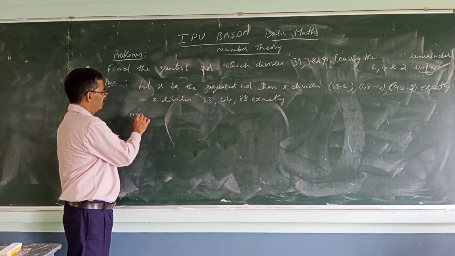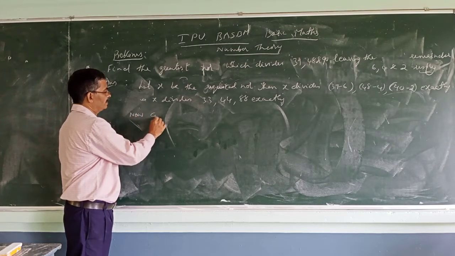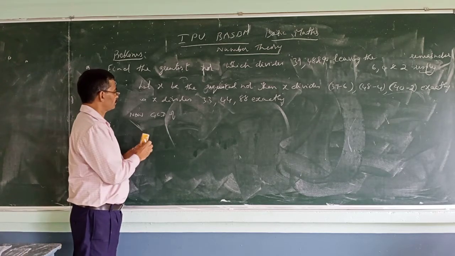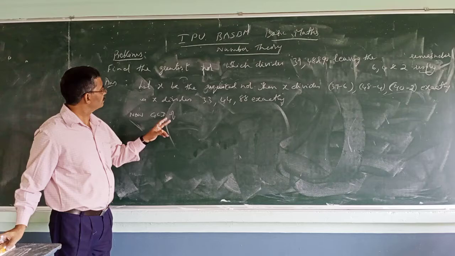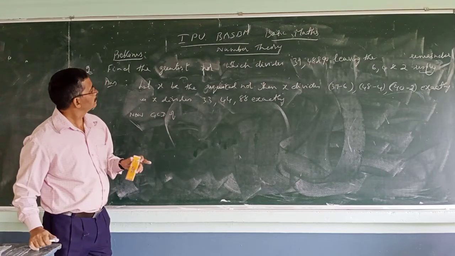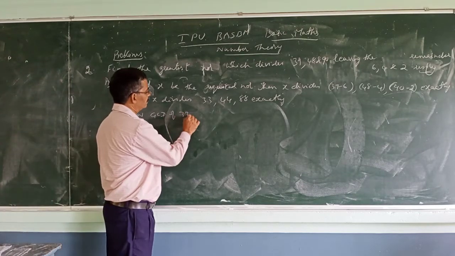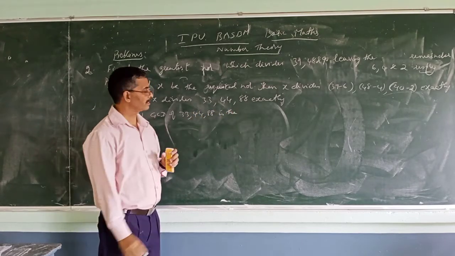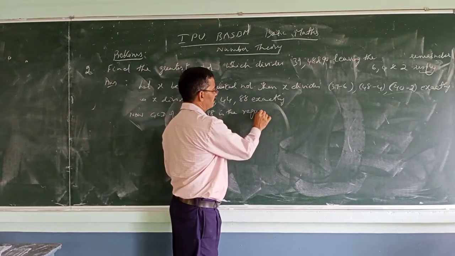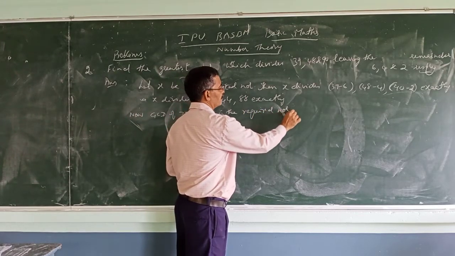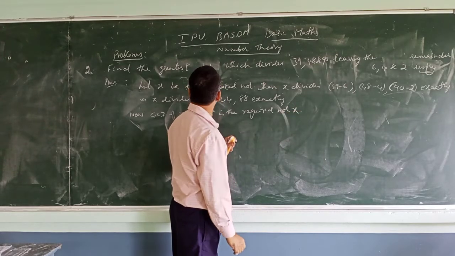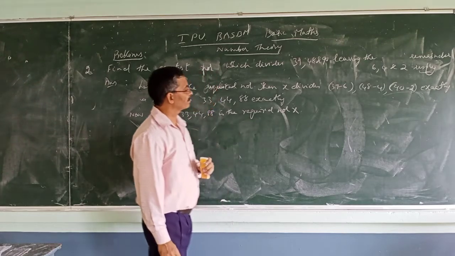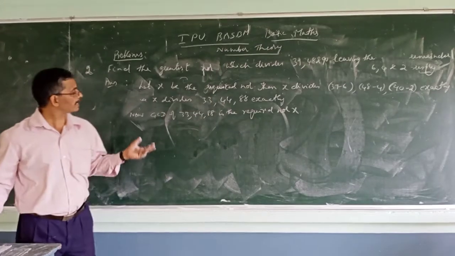Now, GCD or HCF are the same. GCD of 33, 44, 88 is the required number x. So GCD of 33, 44, 88 is the required number x. So let us calculate the GCD.